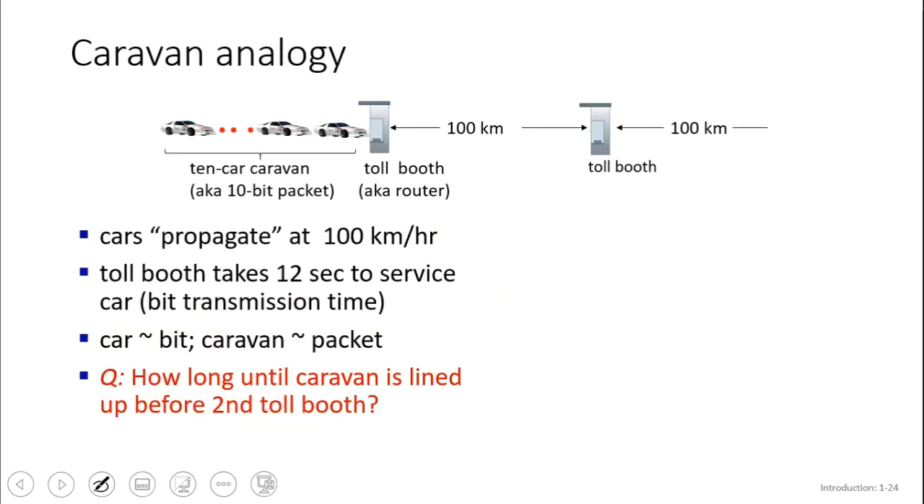Now we will take an analogy of the processing time, the whole delay, with a caravan and cars on it. Let's assume that a caravan can hold 10 cars. So basically you have a 10 bits packet, right? And you have now the booth, which is the router. So you have a set of bits in the caravan coming to the router, and then you have the link going off to the next router.